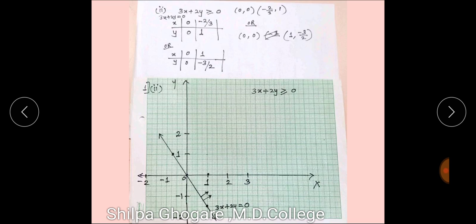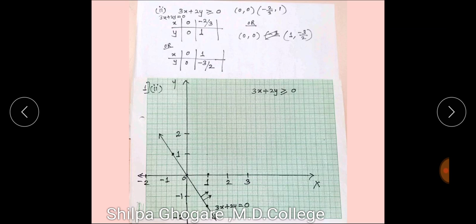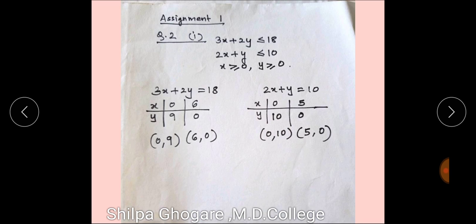Now to decide the region, normally we substitute 0, 0 in the inequality, but since the line is passing through the origin, we will substitute any other point over here. Suppose I substitute the point 1, 1. Now 1, 1, if I substitute here, it is greater than or equal to 0, so it satisfies the inequality, and therefore the arrow is made in the direction which is shown in the figure.